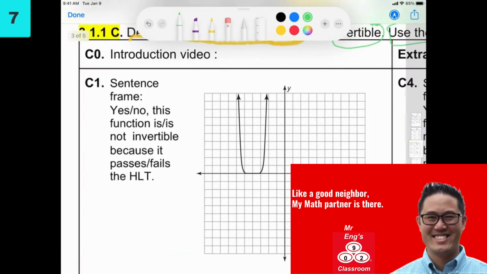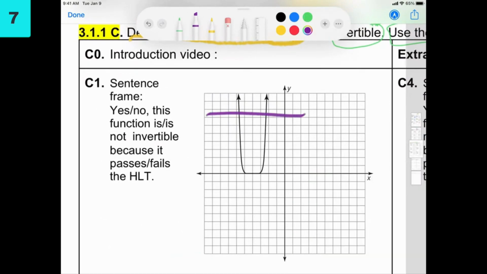For C1, I'm just going to place a line anywhere you want. And if you go through multiple points, putting red dots, there's 2 there, so that's bad. 2 is bad. So this is no. This function is not invertible because it fails the horizontal line test. So just cross off those parts.